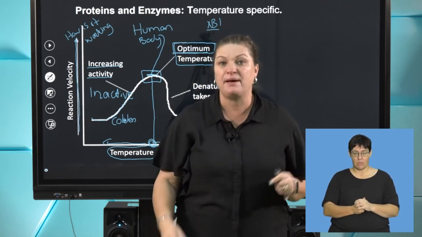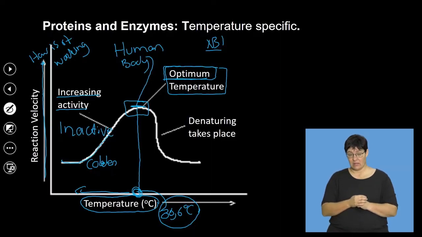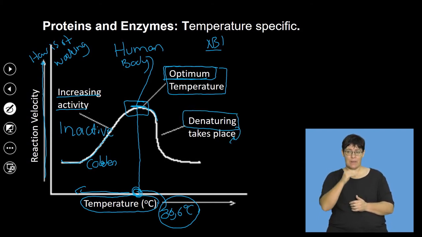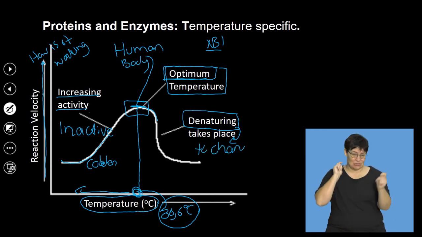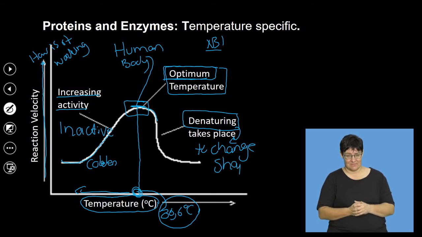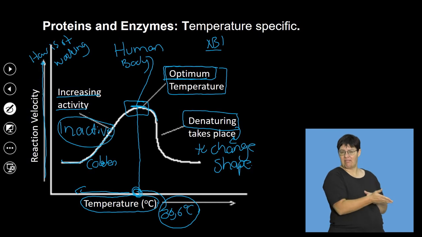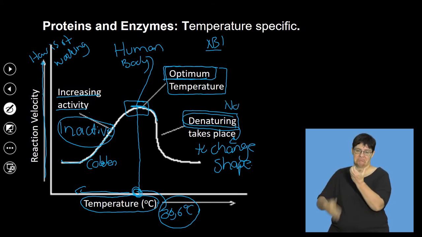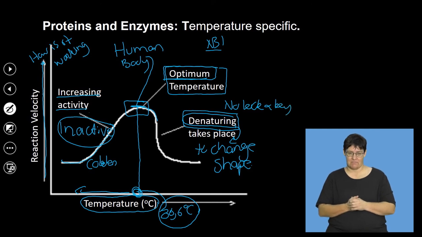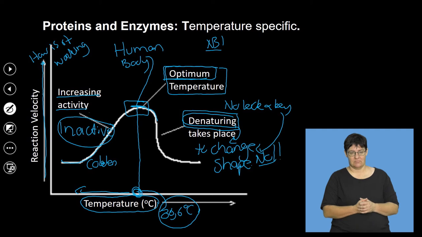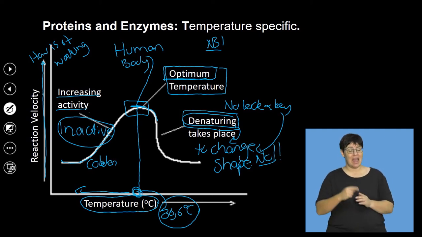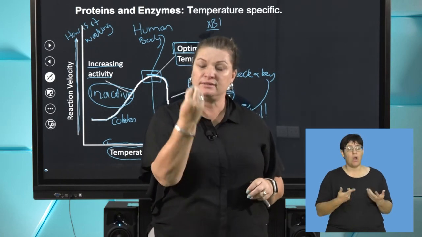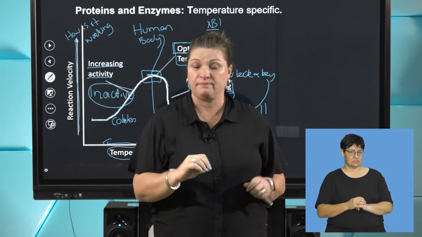Then, let's think about my egg cooking. What happens when the temperature goes too high? What does denature mean? To change shape. And what do we never want to do? We never want to change the shape. Guys, when it's cold, it's still working, even though it's really, really slow. Once we change the shape, no lock and key, no work. It's not going to work. That shape, as I said, is so important. High temperatures denature, and it changes the shape. So proteins and enzymes are very sensitive to temperature. That's their first property.